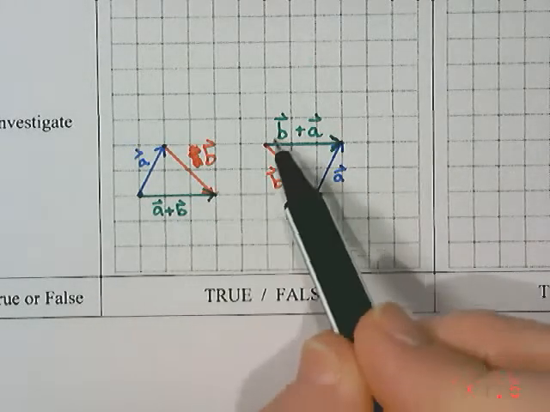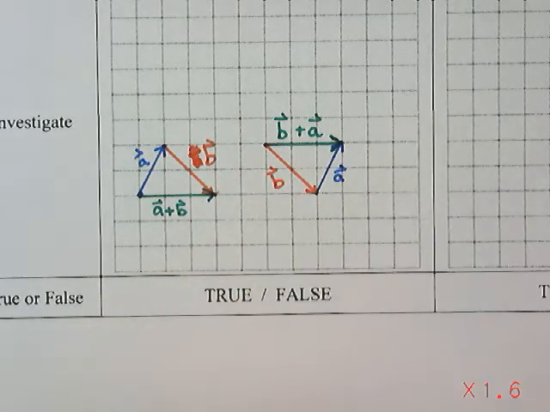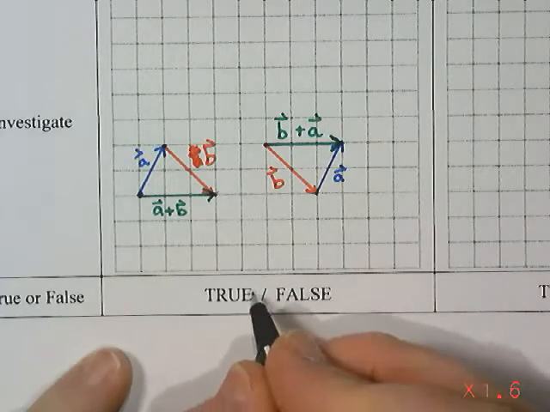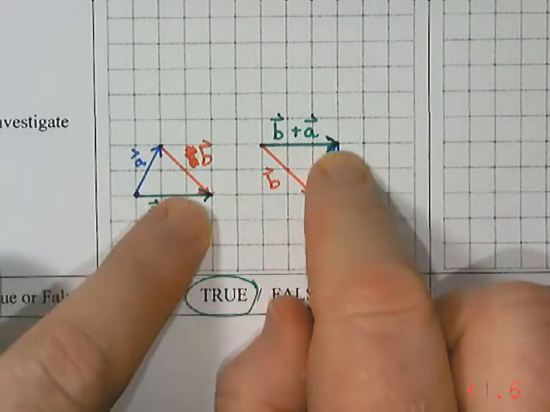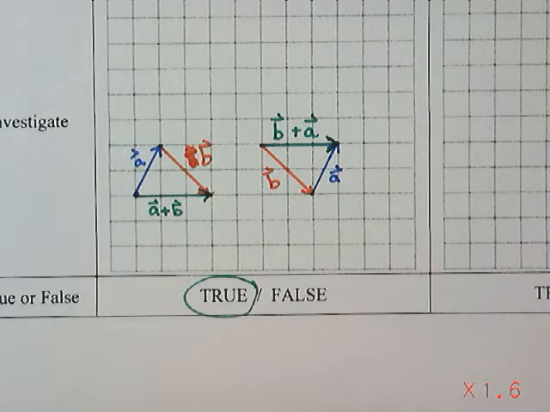So are they the same vector? This one is up higher, but that's just because of where I drew B and A to start. So the answer is yes. They have the same magnitude. They're 3 squares long, and they're pointing in the same direction. So they are the same thing.